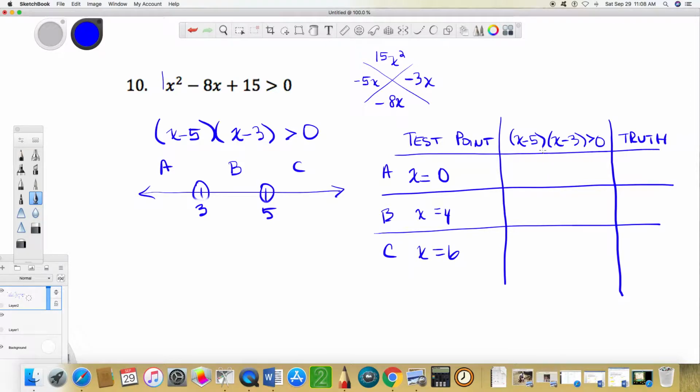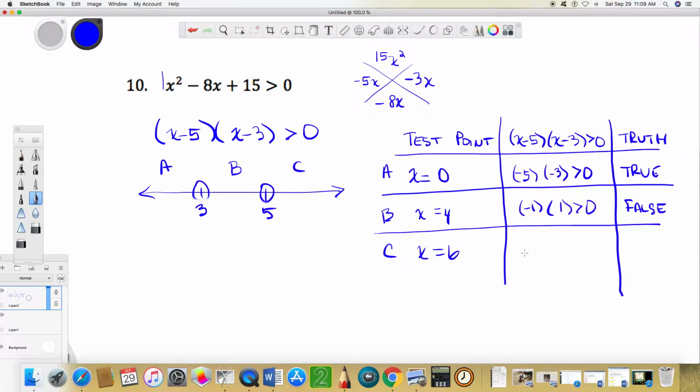So let's come in and replace x with 0. We get negative 5 times a negative 3. That's positive 15, and 15 is greater than 0. That's a true statement. If I plug in 4, 4 minus 5 is a negative 1. 4 minus 3 is a positive 1. That product is negative 1. And negative 1 is not greater than 0. That's a false statement. So I'm not going to shade in anything from that region.